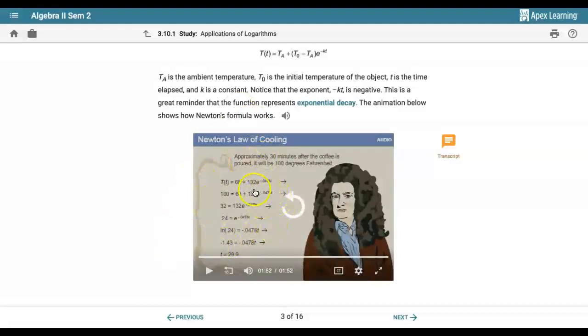All right. And they did skip one baby step there, right? They already did for this 132 here. They already did the 200 minus 68, right? Because our starting temperature was 200, our room temperature was 68. So that's how they got that 132, in case you're wondering. All right. But again, hopefully not too terribly difficult.